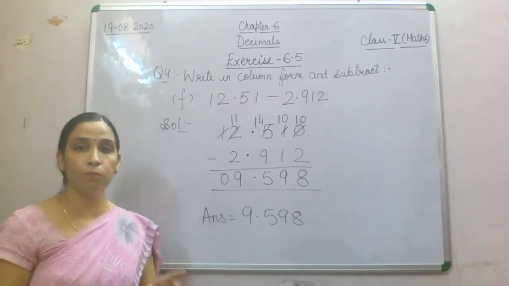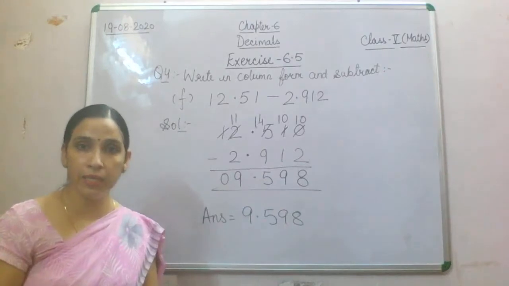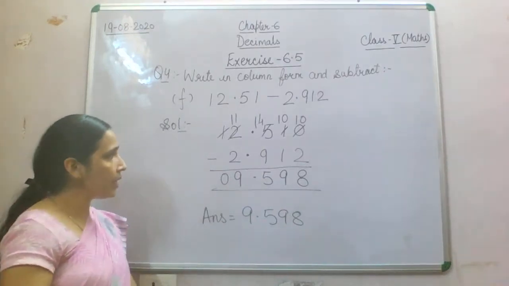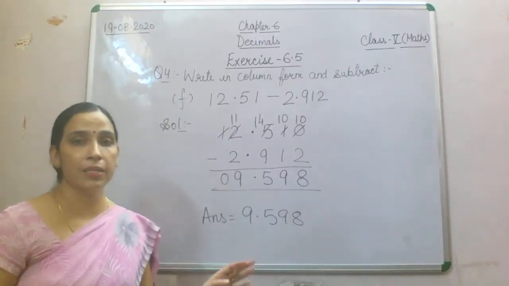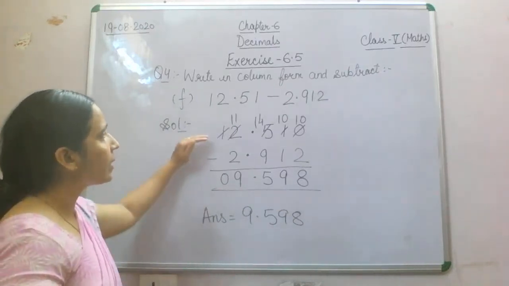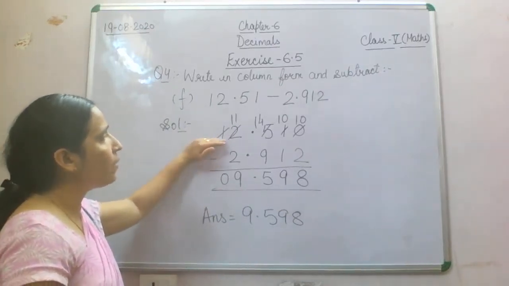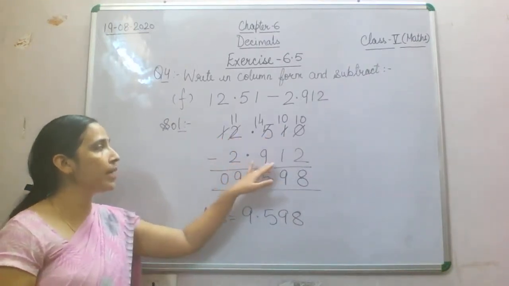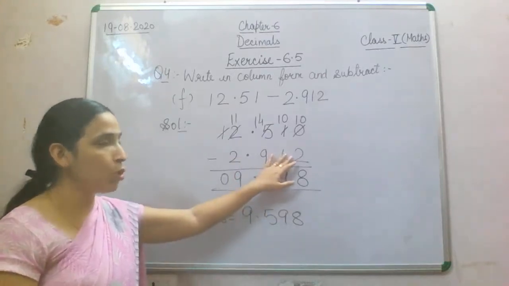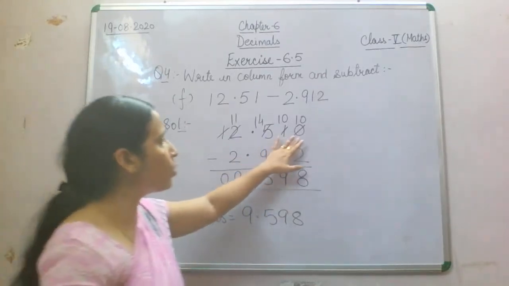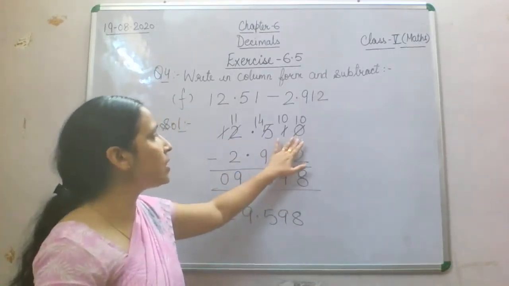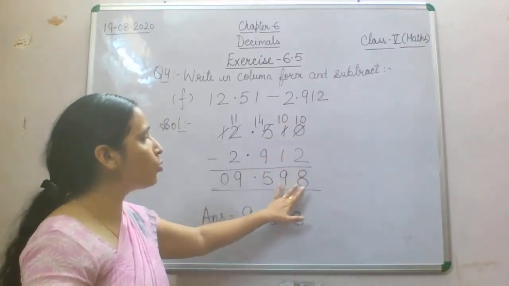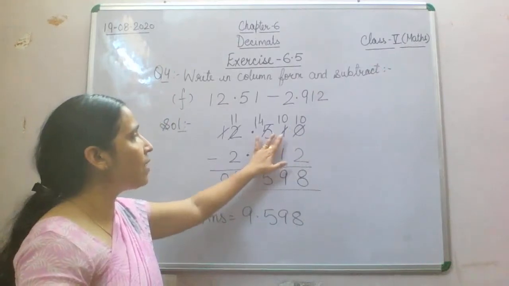So the first step was to change them into like decimals, and after changing them into like decimals, we wrote 12.510 minus 2.912. So from 0 you cannot subtract 2. This 0 will borrow from 1. This will become 10. 10 minus 2, you will get 8. Now this will become 0.